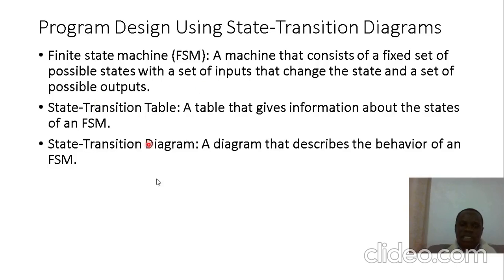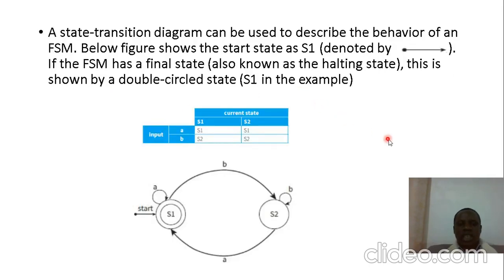So we have a state transition table side by side. The state transition table gives information about the states, to say the finite state machine can only receive such inputs, and this is what is expected to come out. Then we have the state transition diagram itself. The state transition diagram describes the behavior of an FSM, a finite state machine. So the finite state machine has a diagram, and it also has a table that explains it. Here it is now. You have a state transition diagram, and then you have a table here.